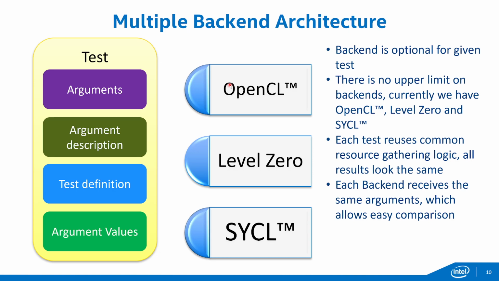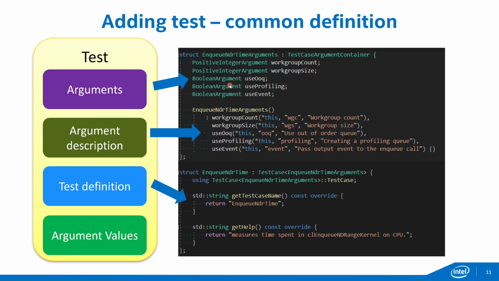So each backend receives the same arguments and is capable of running the test. It does it completely differently because of how the backend works. But this allows, from the higher level, to compare the given scenario between multiple implementations. Okay, so let's see how it's implemented.